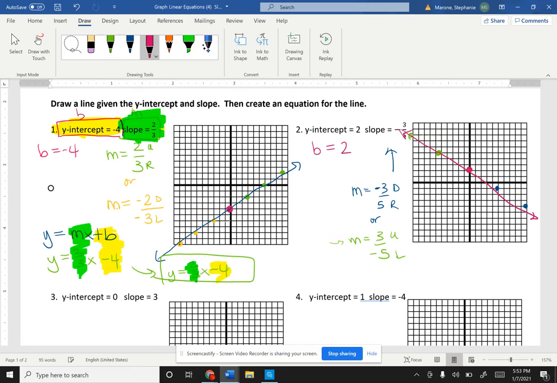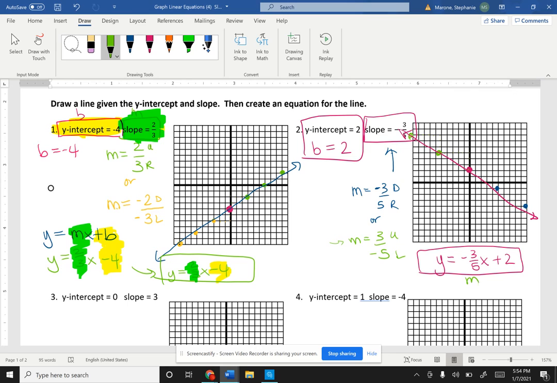My y-intercept is 2, so y is equal to, and my slope is negative 3/5. The slope goes with x, and the y-intercept goes by itself. So we're going to write plus 2. Remember, the slope goes first with x, and the y-intercept goes last.